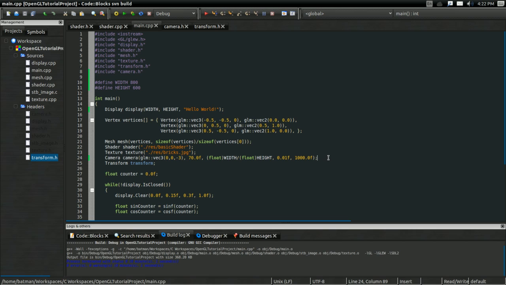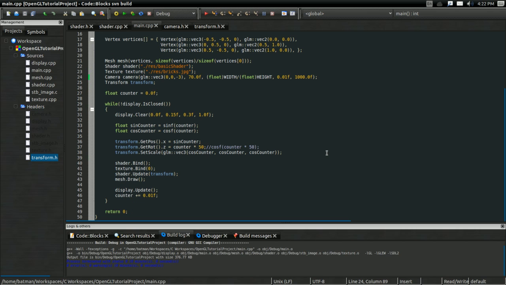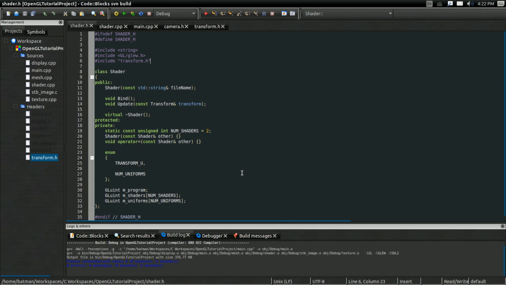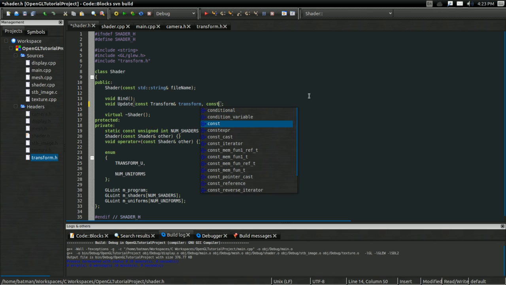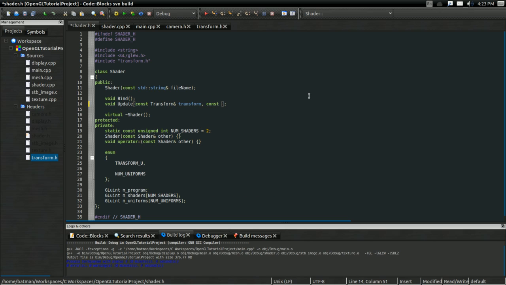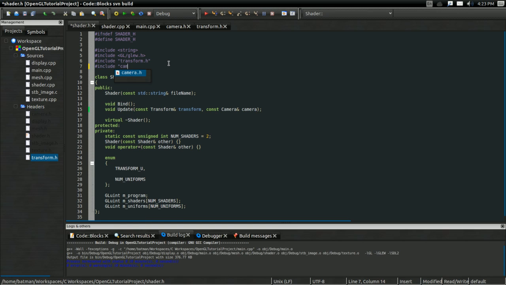And that should give us a camera we should be able to build and not crash. Of course, we're not using the camera, but we should have it. Now, to use the camera, I'm going to take that in the shader update, because we have to apply all this in the vertex shader. So, in shader.h, I'm going to pass in a const camera reference camera. And it's going to, of course, need to include camera.h.